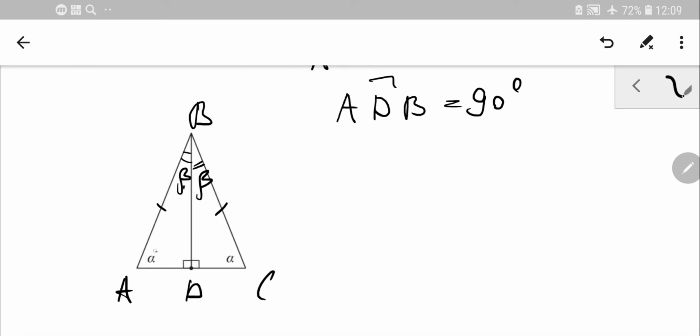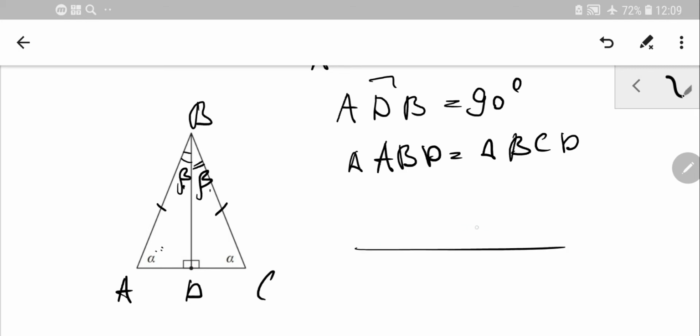So if two angles beta and alpha correspond to beta and alpha in the second triangle, and we also have two sides equal, we can prove that the two triangles are congruent. So triangle ABD is congruent to triangle BCD, and hence the angles automatically become the same.